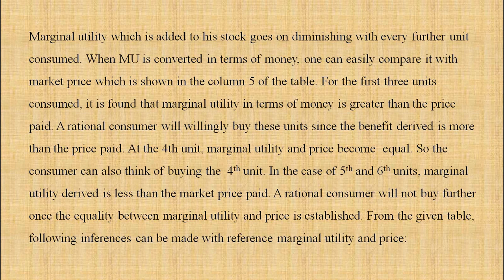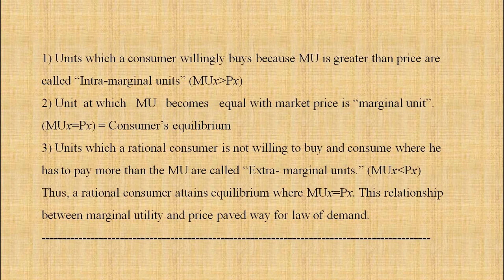So the consumer can also think of buying the fourth unit. In case of the fifth and sixth units, the marginal utility derived is less than the market price paid. A rational consumer will not buy further once the equality between marginal utility and price is established. From the table, we can make out the relationship between marginal utility and price.